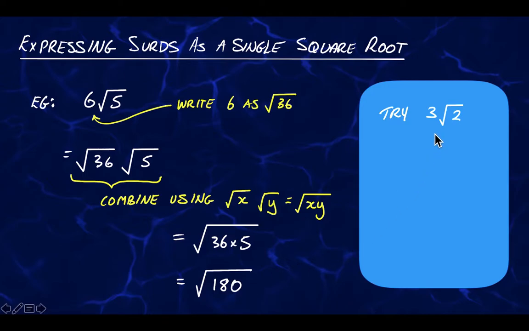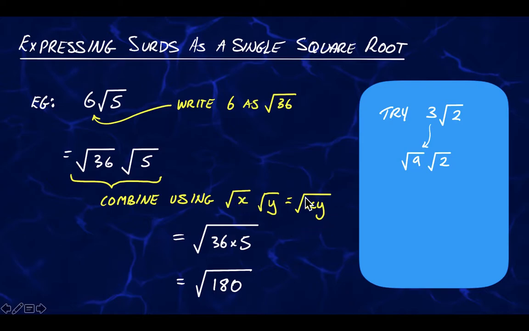3 root 2, and I'm trying to write it as a single square root. I'm going to take 3 and square it, which gives me 9. So 3 is the same thing as the square root of 9. So I could write my initial expression here, 3 root 2, I could rewrite that as root 9 root 2.